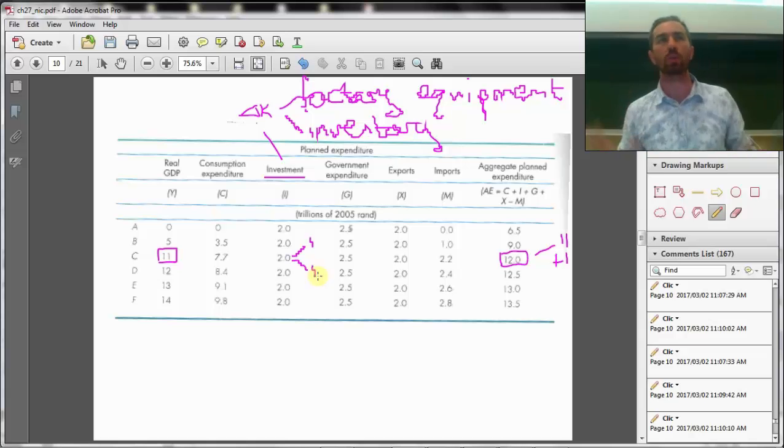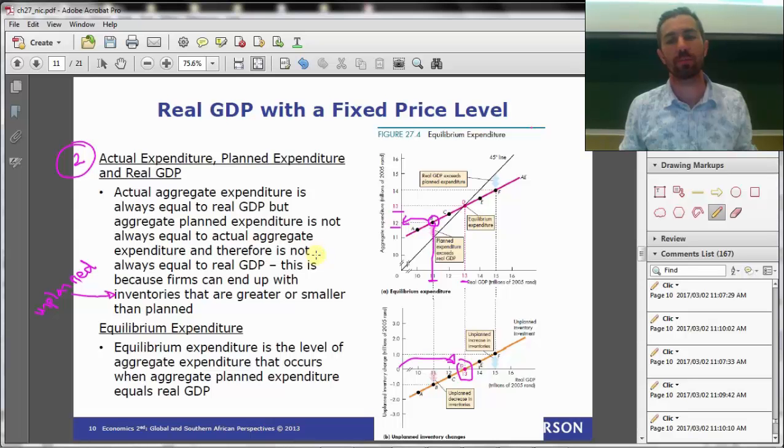So what has their actual change in inventories been? 0, right? And if their actual change in inventory was 0, their actual change in spending on investment, they planned to spend 2, but they only actually spent 1. They had an unplanned change in investment. Okay? In other words, an unplanned investment change.